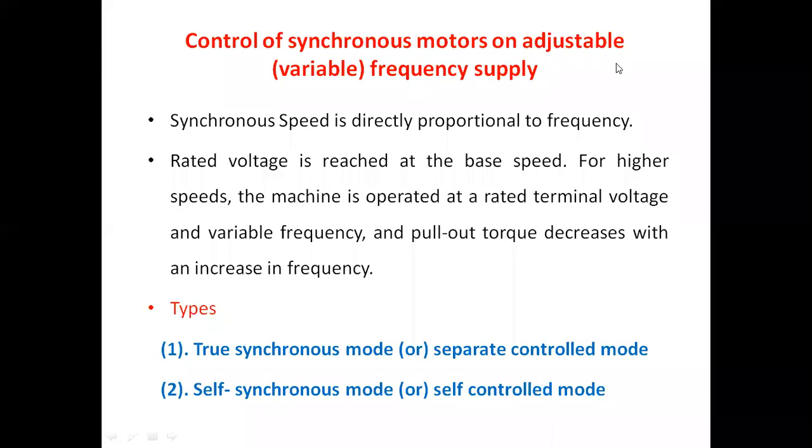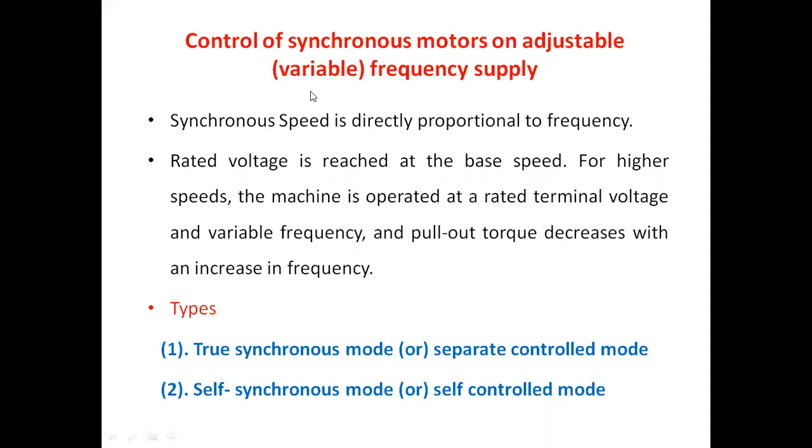Good morning, class 3 of Unit 4, solid state control of synchronous motor drive. So, till last class we discussed speed control of three-phase synchronous motor drive. So, the next one, control of synchronous motor drive using variable frequency supply.